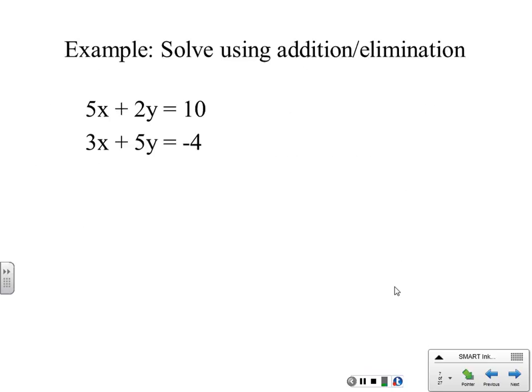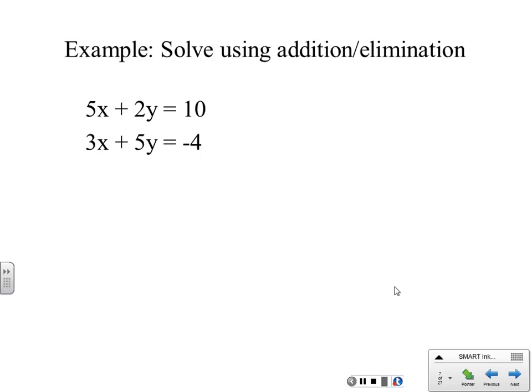I have 5x plus 2y is equal to 10, and 3x plus 5y is equal to negative 4. Now again, it's completely your choice. You can either choose to make your x's opposites, or you can choose to make your y's opposites. So follow me here. If I choose to make my x's opposites, I'm going to make them opposite 15. Do you understand where that comes from? 15 is the LCM between 3 and 5, the smallest number that both of those will go into. If I choose to get rid of my y's, I'm going to make them opposite 10. One's going to be positive 10, one's going to be negative 10.